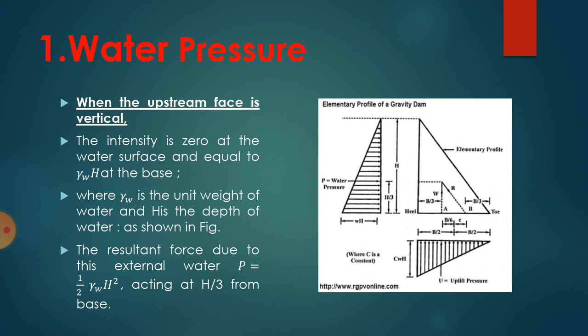Now the resultant force due to this external water pressure, P, is equal to half gamma W H square, acting at H by 3 from the base. This is triangular in shape, so the CG of the triangle lies at one-third from the base. So this water pressure acts at H by 3 from the base.